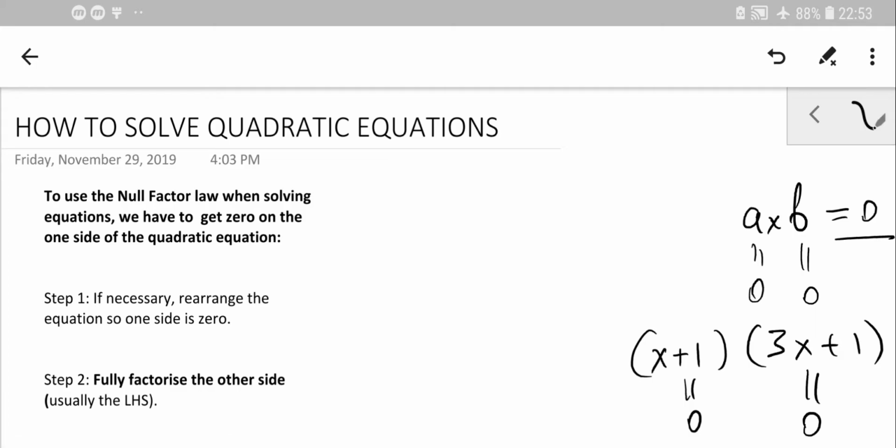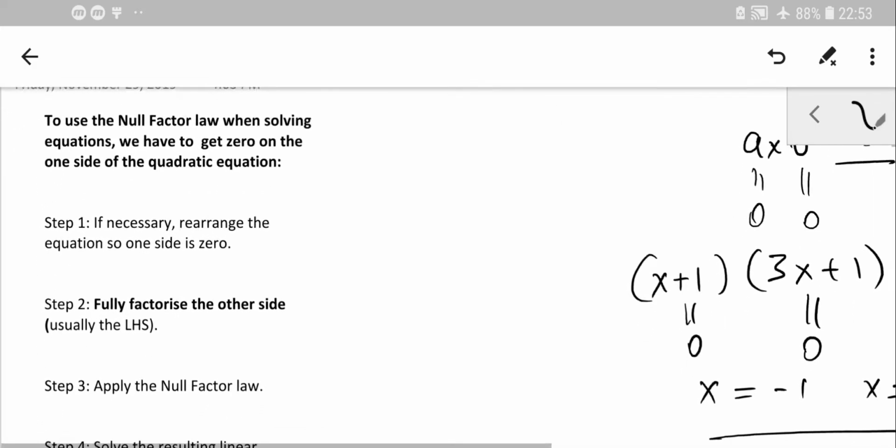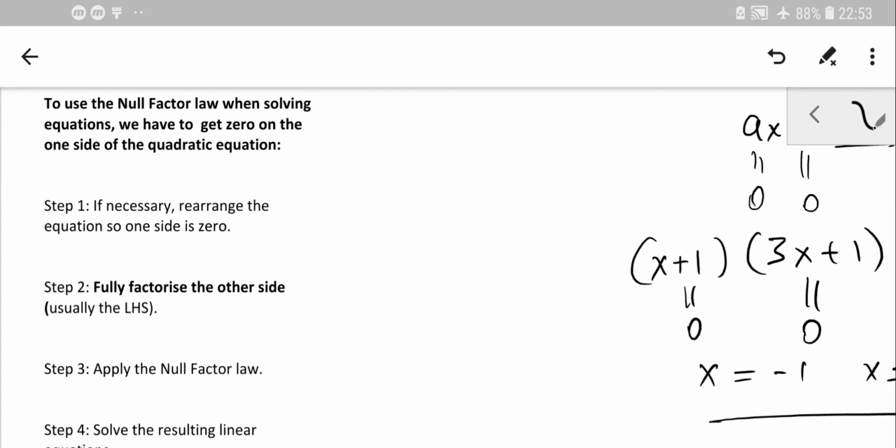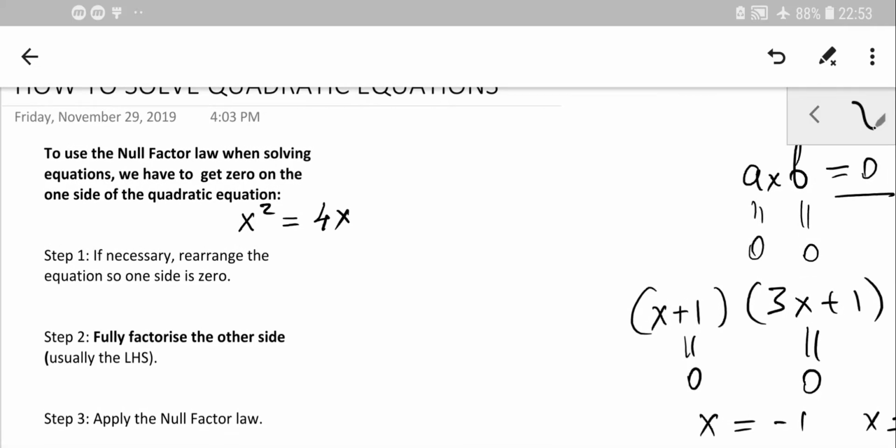All right, now how to use the null factor theorem or null factor law when solving quadratic equations. So that's the core, how to solve quadratic equations one more time. We have to get 0 on one side of the equation using the following steps. First we need to rearrange the equation so on one side we have 0. For example, let's consider x squared equals 4x. We have unknowns on both sides, so we need to rearrange the equation so one side is 0.